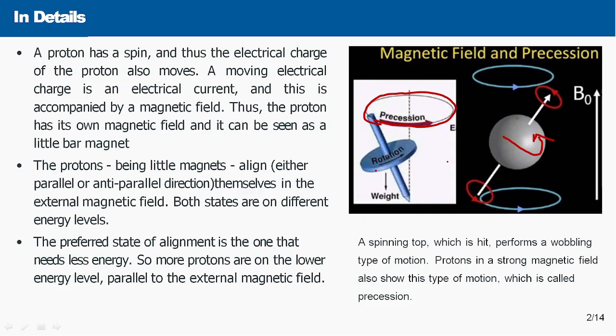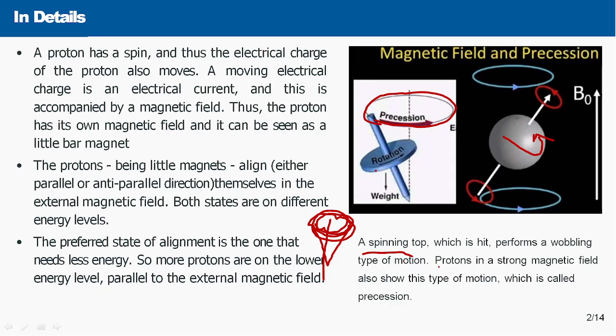A proton has a spin, and under the influence of the field, it aligns itself in a particular direction, but it is not still. It is just like a spinning top which is hit and performs a wobbling type of motion. Wobbling means it is spinning in a particular direction, so it will trace out a cone, moving in a particular direction under the influence of this magnetic field.